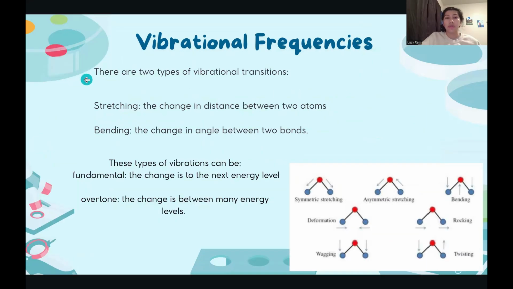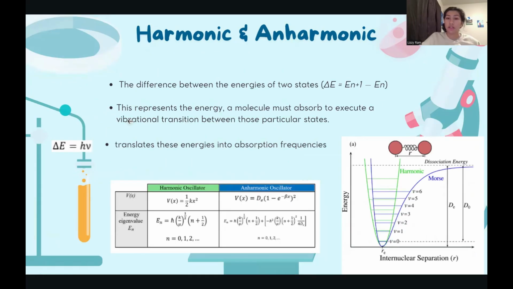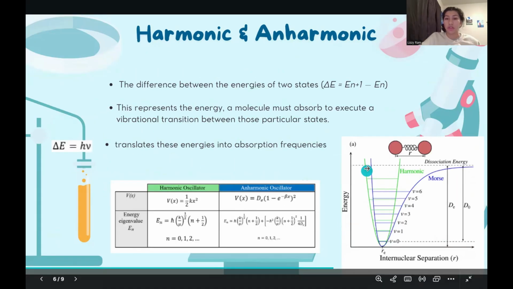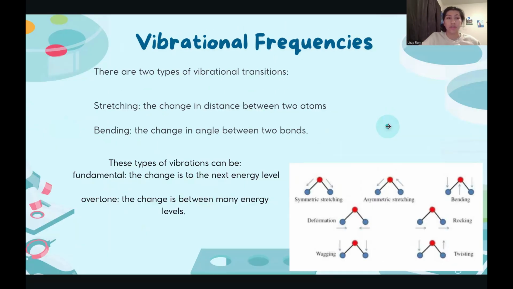And so there are two types of vibrational transition: stretching, the change in distance between two atoms, and bending, the change in angle between two bonds. These vibrations can be fundamental, the change to the next energy level, which is the harmonic oscillator. And overtone, where the change is between many energy levels, which is closely related to the Morse oscillator or the anharmonic oscillator.